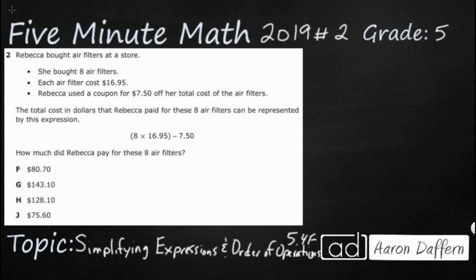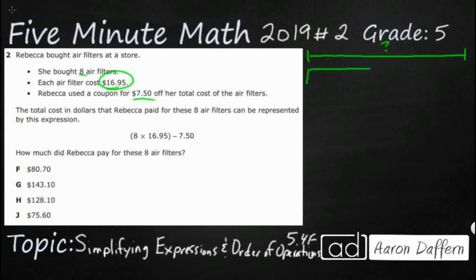So Rebecca is buying some air filters, and she's buying 8 air filters. Each of them costs $16.95, and then she's got a coupon off her total cost. So we need to figure out how much she paid. Let's see if we can draw a strip diagram just to visually represent this. This is our total, trying to figure out how much she paid.